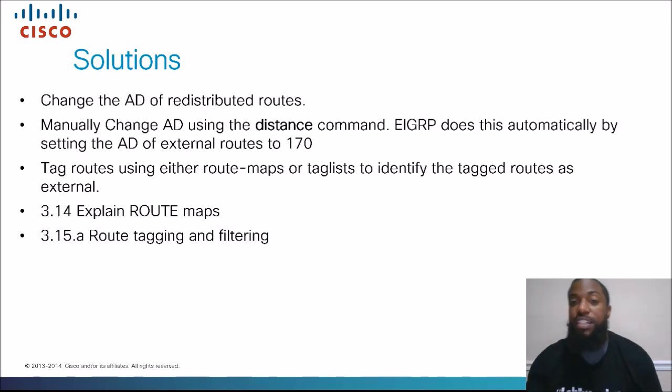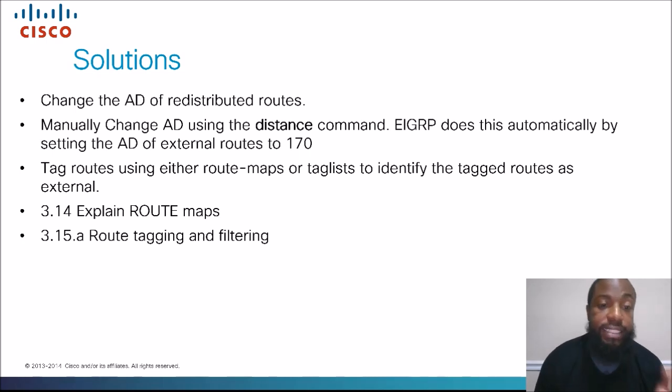So EIGRP does this automatically by setting the AD of the external routes to 170, right? But you're going to learn about other routes, which are probably going to be lower than 170. So you want to make your redistributed routes a little higher if need be, or lower, whatever the case may be. It just depends on the situation.